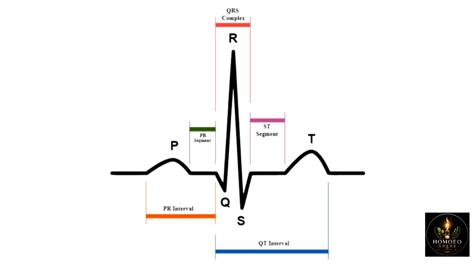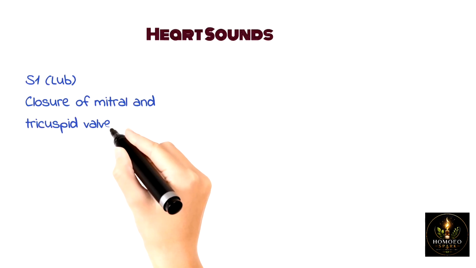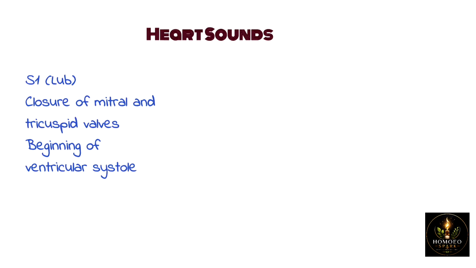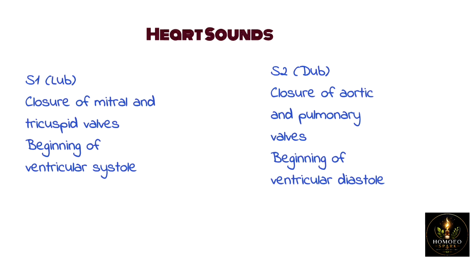Now coming into the heart sounds. We have S1 and S2 as the main heart sounds, lub and dub. S1 is lub, which is the closure of mitral and tricuspid valves, the beginning of ventricular systole. S2 is the closure of aortic and pulmonary valves.